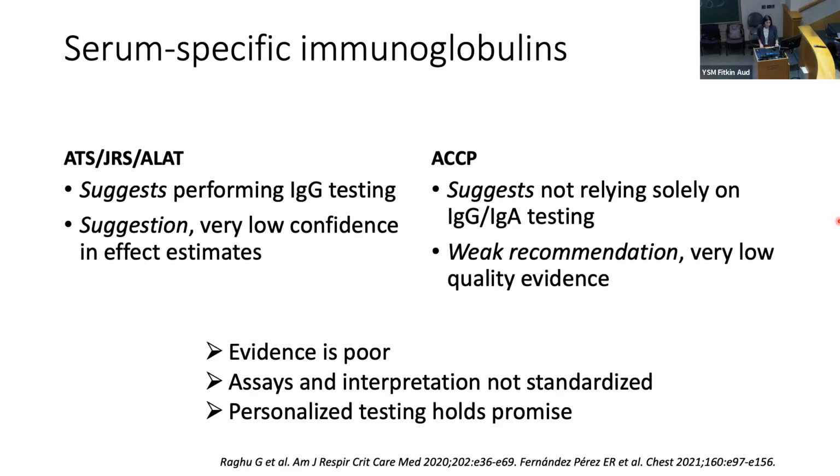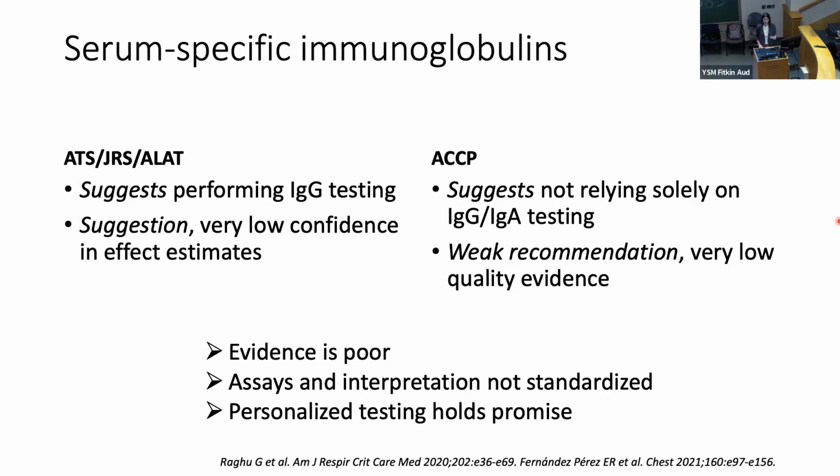Essentially, the serum-specific immunoglobulin, this is where things aren't congruent between the two. So the ATS guideline suggests performing IgG testing, with very low confidence in estimates. The CHEST guideline suggests don't rely on it entirely. I'm like, well, okay, so do I do it or do I not do it? I think it could mean either. You could do it, and then if it doesn't show you what you want, don't believe that. If it shows you what you want, then believe that. So I think it leaves all this open for interpretation.